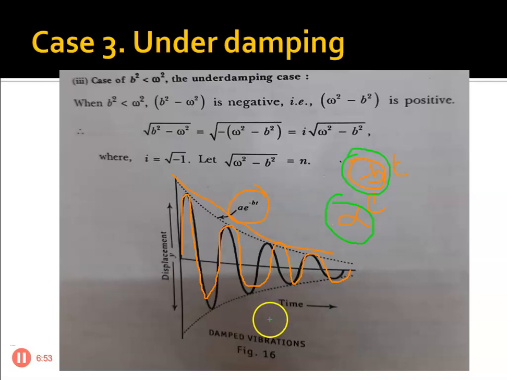So now we have to solve for the displacement equation for a forced vibration when b square is less than omega square. You got it. The third case is what? We are going to derive the displacement equation of a damped oscillating system for which the resistive force is less than the frequency of the oscillating system.